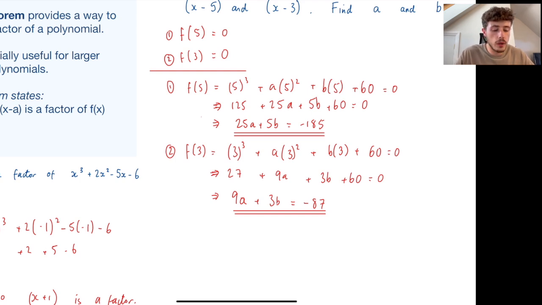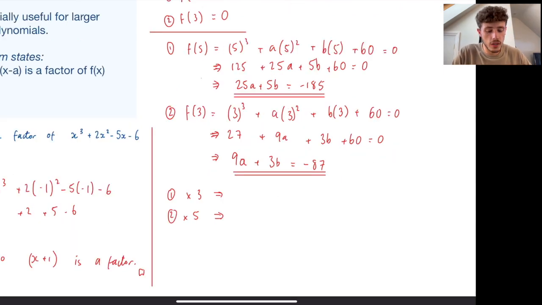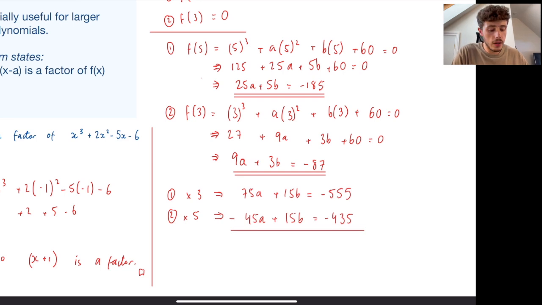But obviously we know how to solve a simultaneous equation from the stuff we used to learn at GCSE. So let's go ahead and do that. If we compare the b coefficient here, we can multiply the first equation by 3 and the second equation by 5 to get both of the b's to 15b. So this is what that looks like.